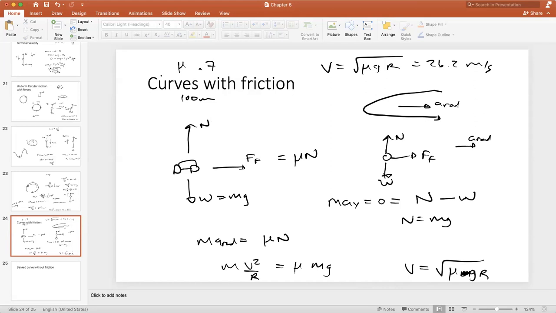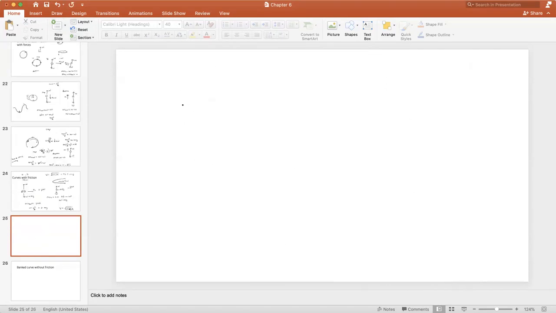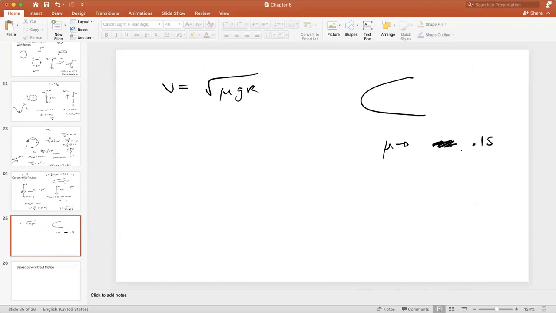This is super important in real life because what happens when it rains? So we just found that v was the square root of mu g r. That same turn when it rains, if it's flat, mu might drop, or it snows, to 0.05, let's say. Well, let's not go that low. Let's go to 0.15. If mu dropped to 0.15 and this still had a 100-meter radius, what's the safe speed?